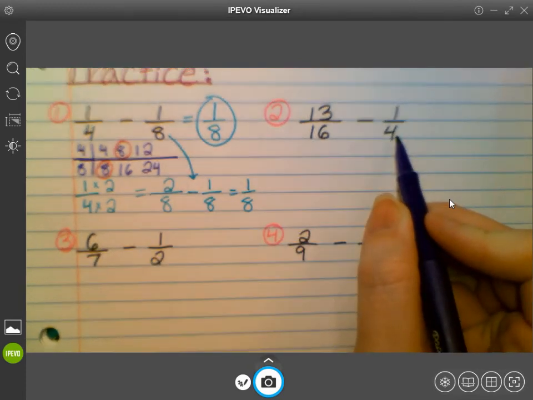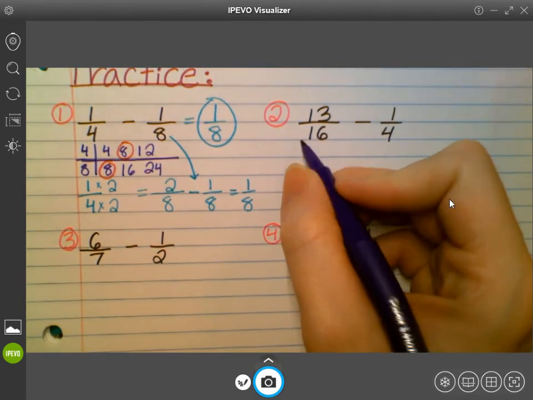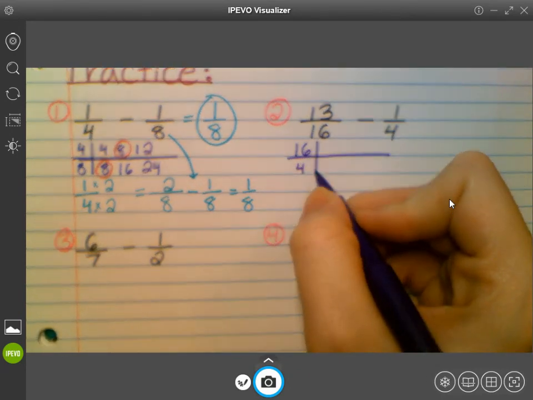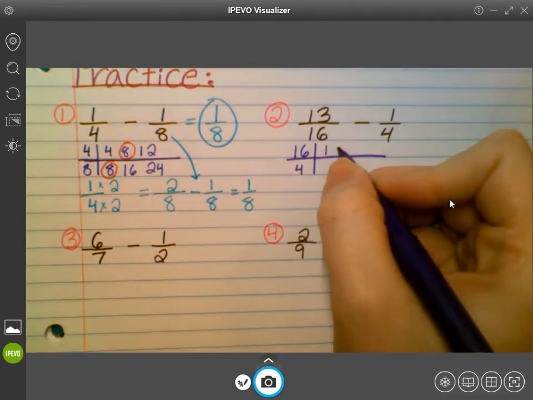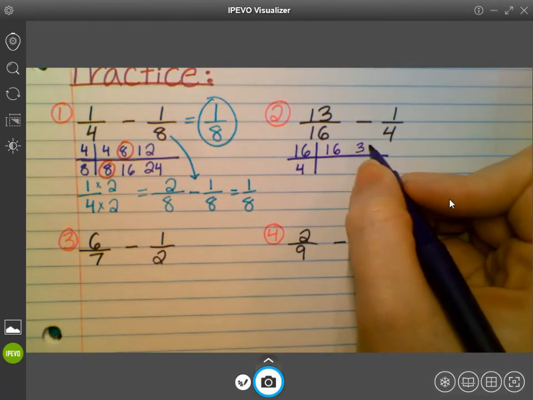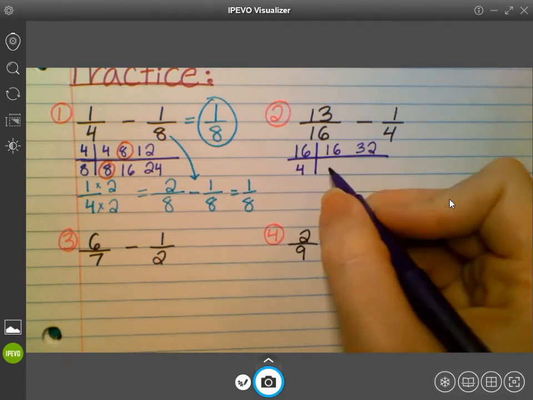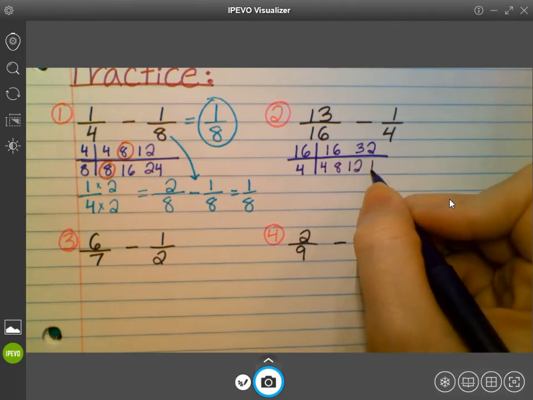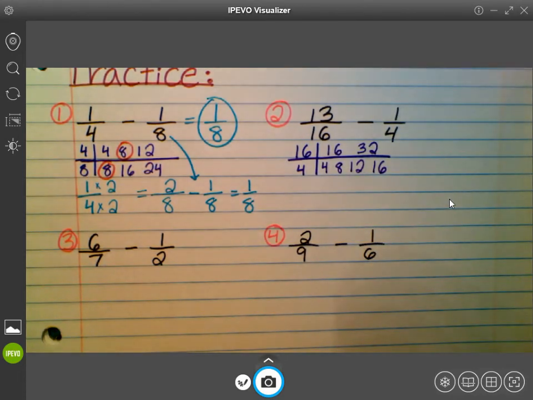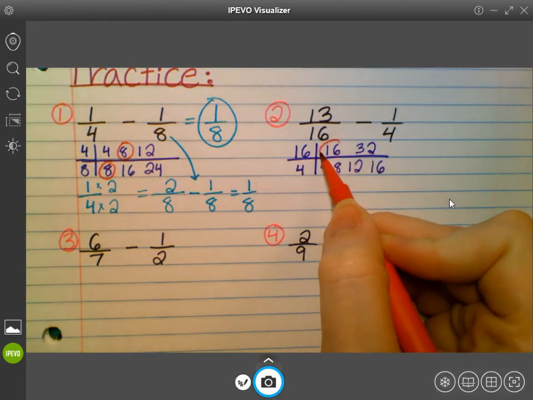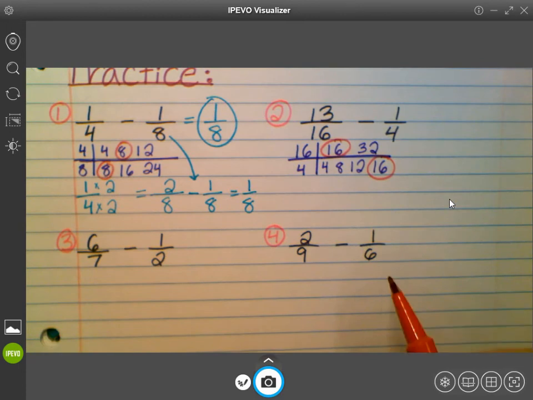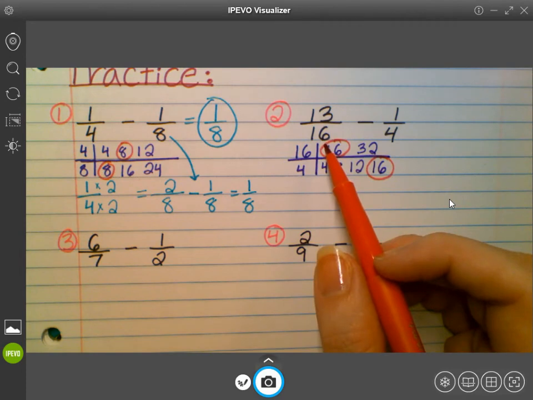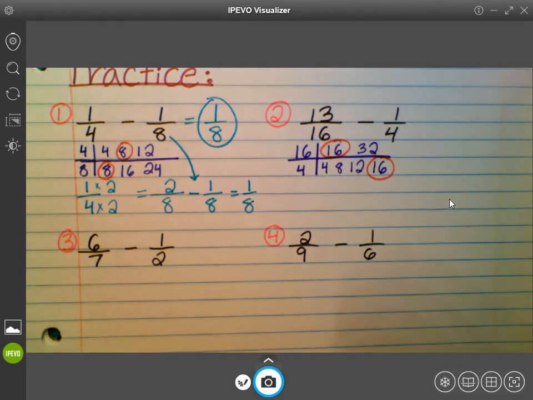Okay. Number 2. Same deal. 16 and 4. I need to find an LCD, least common denominator. I'm going to list them. Some of you may have done this in your head. That's awesome. So 16, 32. I'm going to just stop there. Then 4, I have 4, 8, 12, 16. 16 is my LCD. How many of you got 16 as your least common denominator? Awesome. Now 5th grade, do I need to convert 13/16? No, it already has 16 as the denominator.